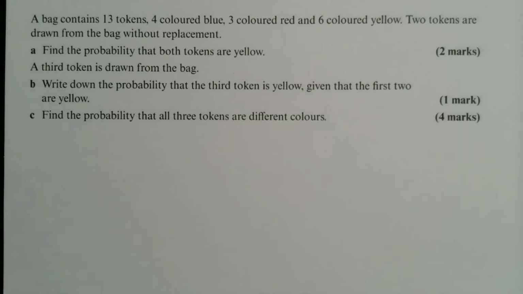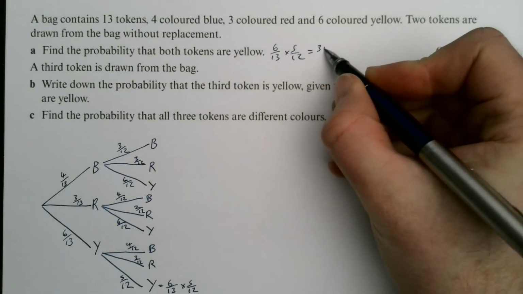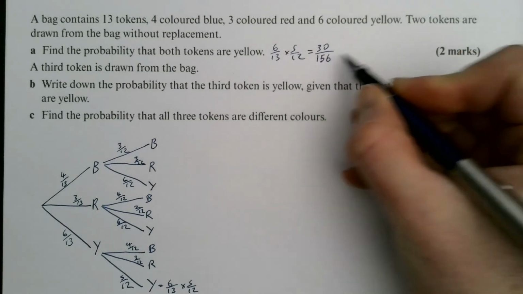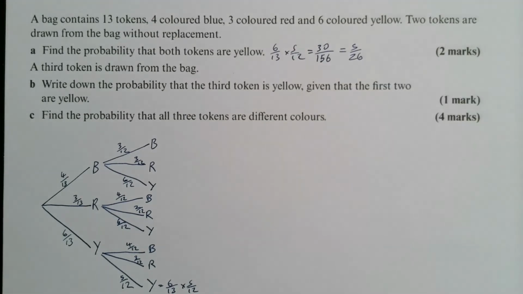Right, so here's today's final question. Pause the video, take your time, especially on the last part, because it gets a little tricky. So the setup for the 2 should look something like this, which does give you 30 over, what is it, 156, isn't it? Which does come to 5 over 26.